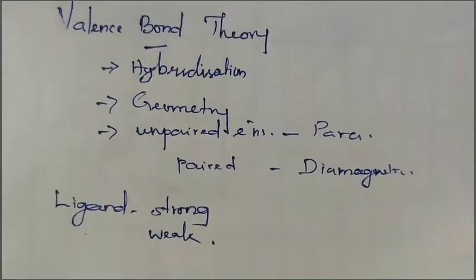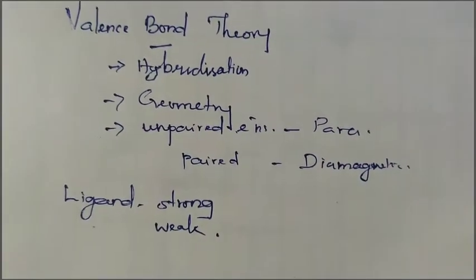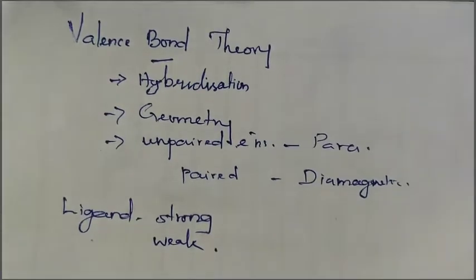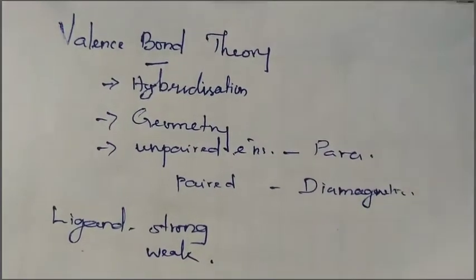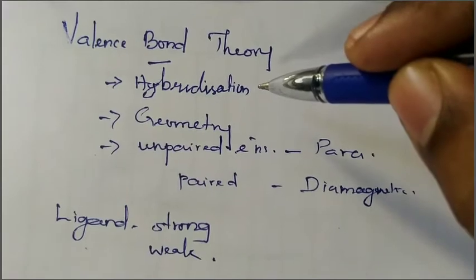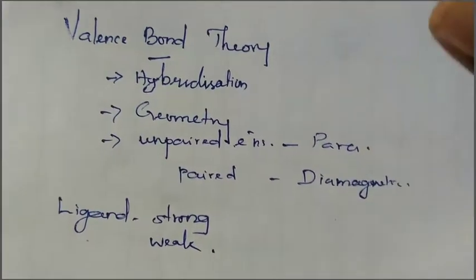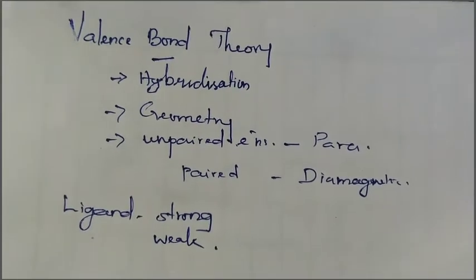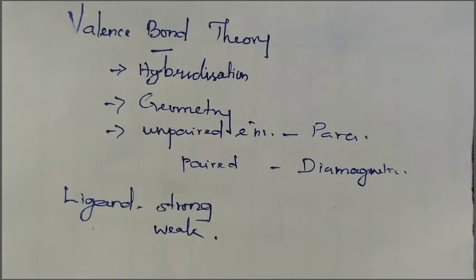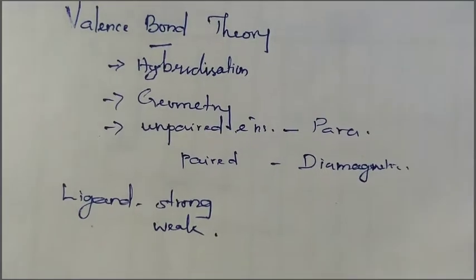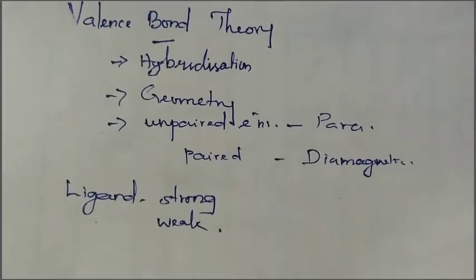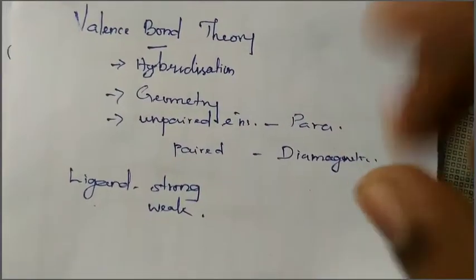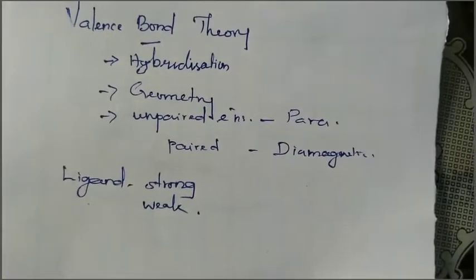We studied valence bond theory. By applying valence bond theory to a coordination compound, we can find out the hybridization present in a complex. For a particular complex, which hybridization is present, for example, whether it is sp3 hybridization or d2sp3 hybridization or sp3d2 hybridization. Like that, we can analyze the hybridization present in the complex. We can find this out only by applying valence bond theory.